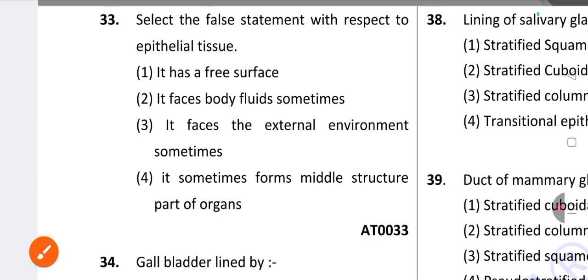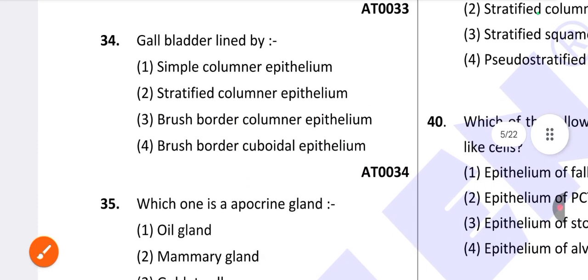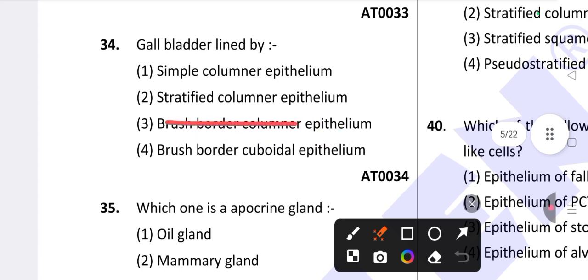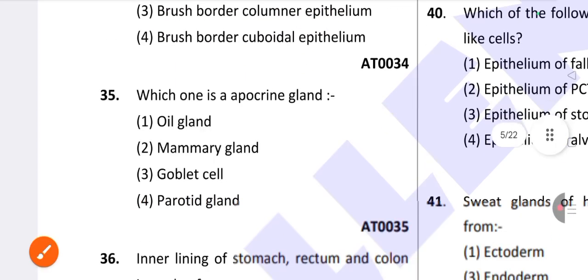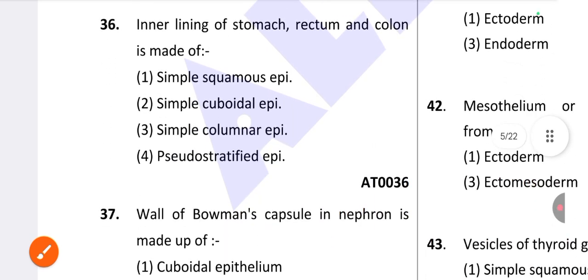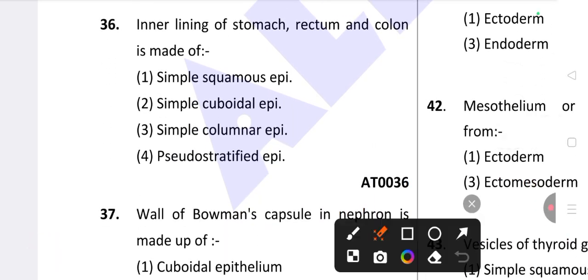And next we'll see gallbladder is lined by. Answer is brush border columnar epithelium. Next, 35th question. Which of the following is an apocrine gland? So apocrine gland इनमें से कौन सा है? Answer is mammary gland is the apocrine gland. 36th question देखते हैं. Inner lining of stomach, rectum and colon is made up of. So it is made up of simple columnar epithelium.